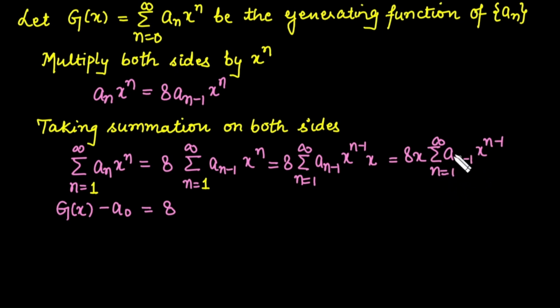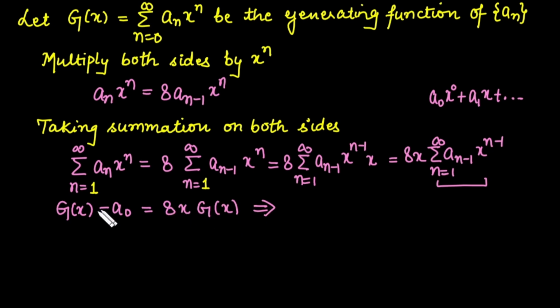Now whether this is equal to g(x) or not, we need to check it by substituting the value of n. When you substitute n equal to 0, we have a0 x raised to power 0, plus n equal to 2, we have a1 x. So we are getting each and every term according to this summation. It means in place of this we can write g(x) and this x as it is. So we have 8x into g(x). From here, find the value of g(x).